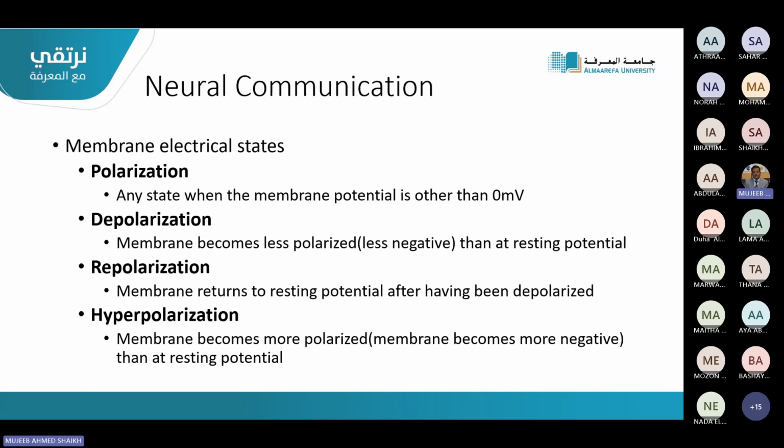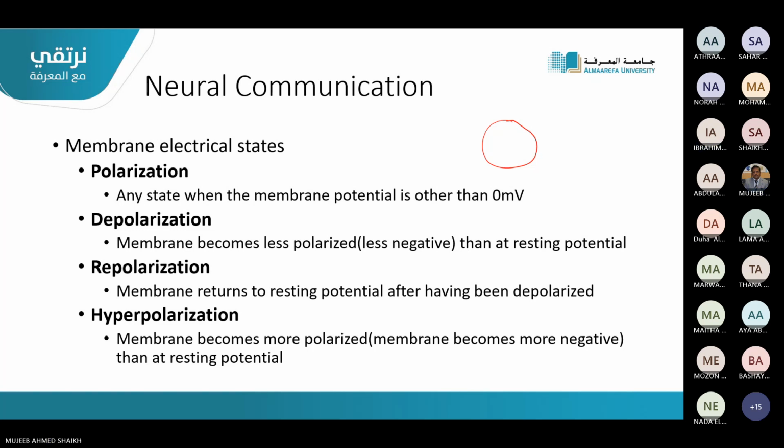Some terminologies you must know. Doctor, can I ask a question, please? Yeah, please go ahead. So muscle cells cause contraction because they are excitable? Yes. Nerves don't contract, but they can generate impulses in the form of action potential. That's why they are called excitable.